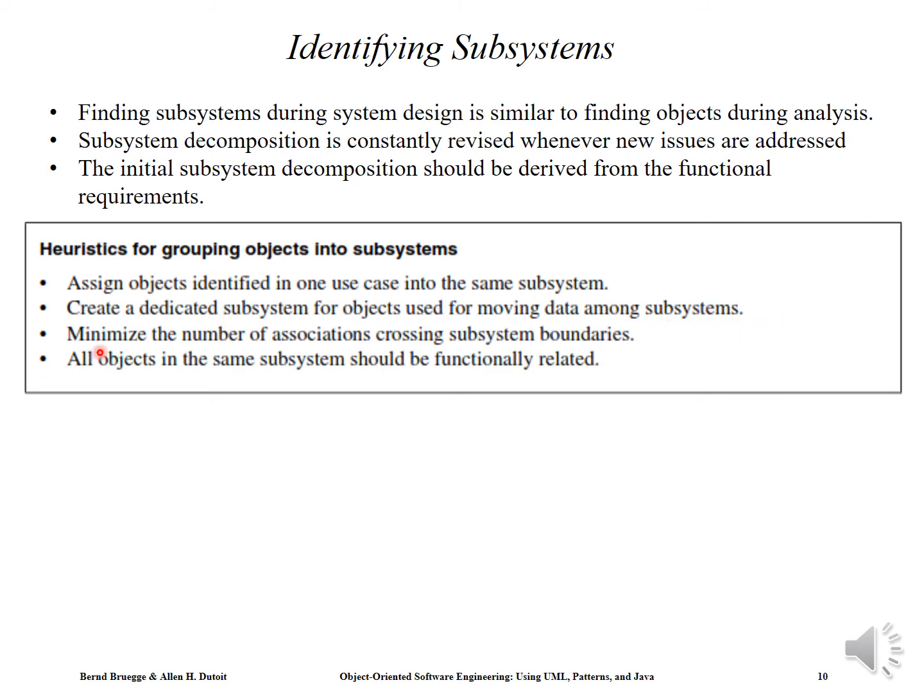Third is to minimize the number of associations crossing subsystem boundaries. This is related to low coupling between subsystems. And all objects in the same subsystem should be functionally related. This is associated with high cohesion.